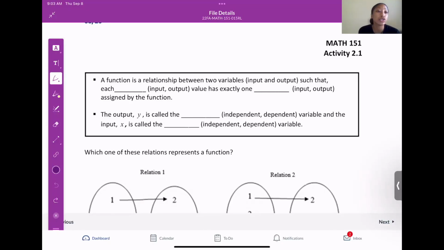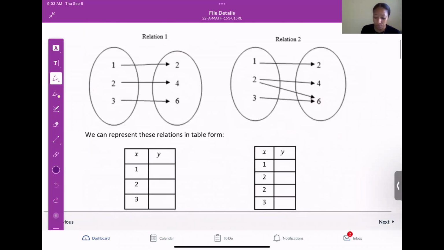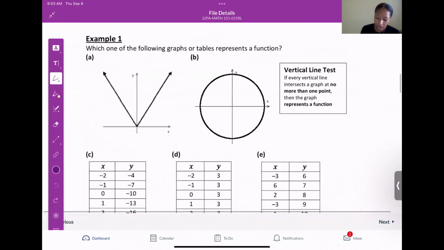Math 151, Activity 2.1. This is basically guided notes for section 2.1. We'll go through this together. There are places where you can fill in the blanks for definitions. There are some practice problems and examples in here.